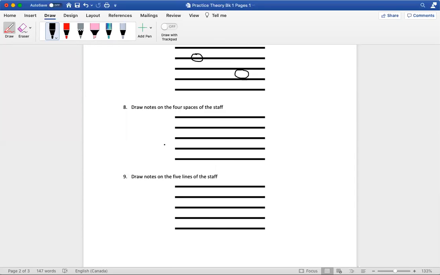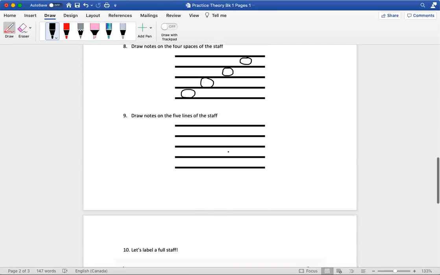Draw notes on the 4 spaces of the staff. So we know that it has to be in between these 5 lines. So here's our bottom space, our next space, our third space, and our 4th and final space. And now we need to draw notes on the 5 lines of the staff. So we go around a line. Sorry, that's too messy. I'm not going to keep that one. Make sure when you're doing this that it's going around a line and it's not in between, or else I will have to resend it to you.